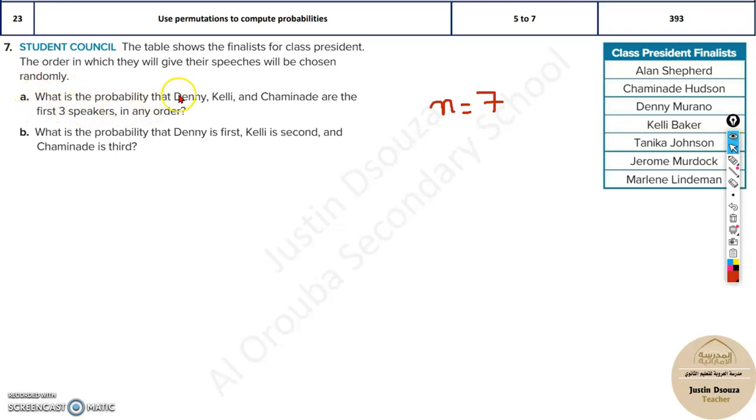Now let's see question A. What is the probability that Denny, Kelly, and Chaminade are the first 3 speakers in any order? That means what is r? How many are selected? 3. So before we solve the probability of these 3 being in any order, let us solve the total possibilities that a group of 3 will be selected. So it'll be 7P3.